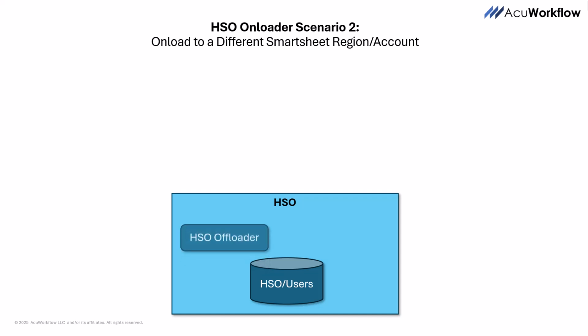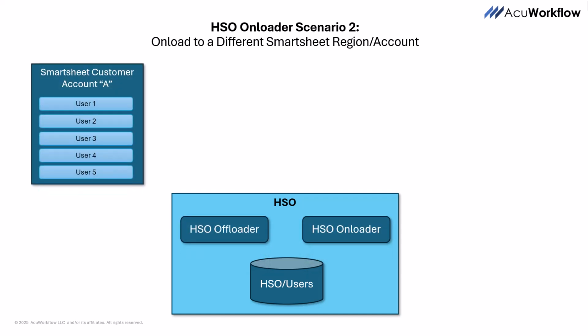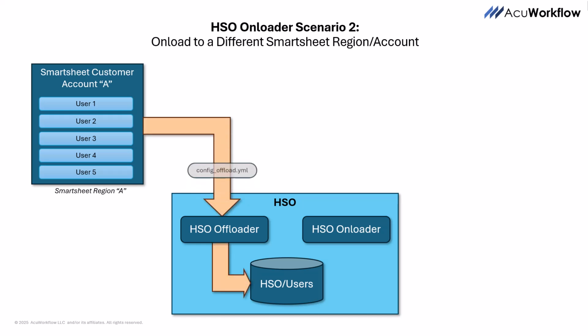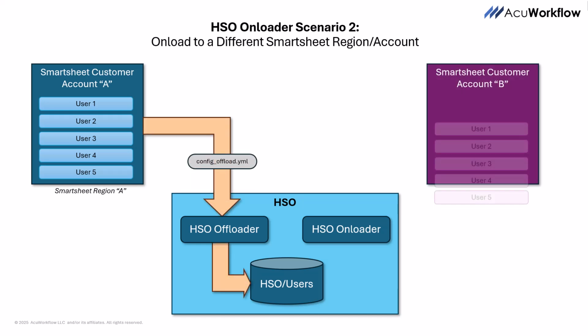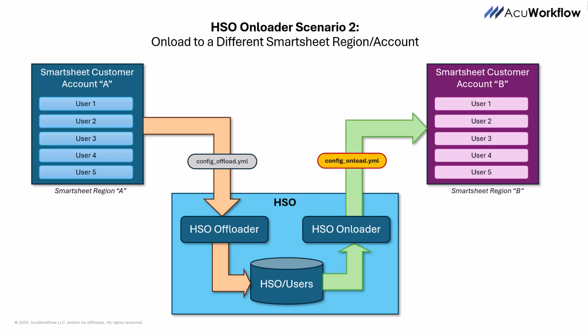In the second scenario, you may need to onload or import one or more users and workspaces into a different Smartsheet account than the offloaded account, and it could also be a different Smartsheet region. Say, for example, if you need to migrate data from your account in the European region to your account in the US region. In this case, you will need to use a customized onload configuration file, and you may need to use a different sysadmin token and region selection. We will demonstrate both scenarios in this video.